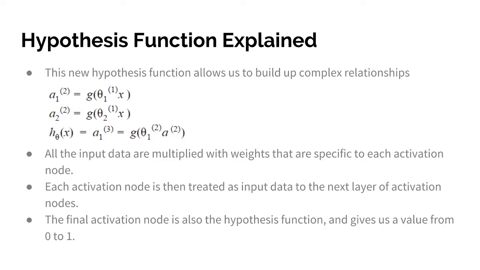And so to recap, all the input data is multiplied with weights that are specific to each activation node. And then each activation node is treated as input data to the next layer of activation nodes. And the final activation node just happens to be the hypothesis function and give us a value from 0 to 1, where 0 is no diabetes and 1 is yes diabetes.